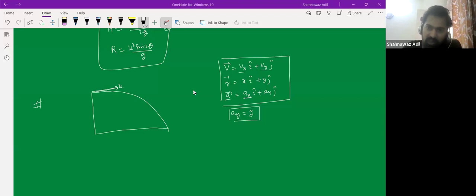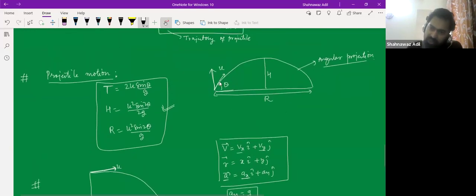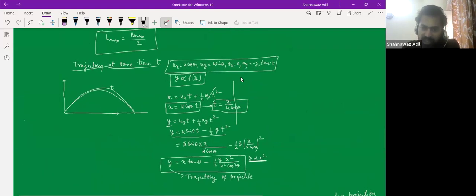Because we are only talking about the horizontal projection, what component of velocity do we have? RJ, can you tell me? Yes. What component of velocity do we have? Earlier, you saw that this was projected with some angle. So it had a horizontal component, which was u cos theta, and this was u sin theta, right? That thing we talked about in the last class.